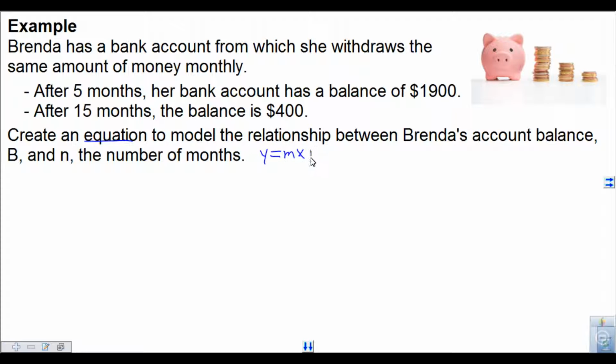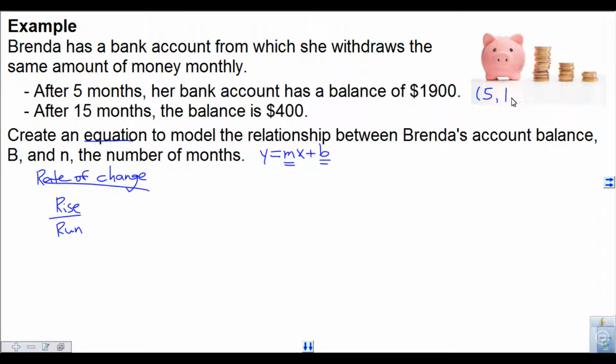So remember, in order to create any kind of an equation, it's going to be in the form y equals mx plus b. So I need to know what the rate of change is, and I need to know what the initial value is. So let's go ahead and calculate the rate of change. And remember, that is rise over run.